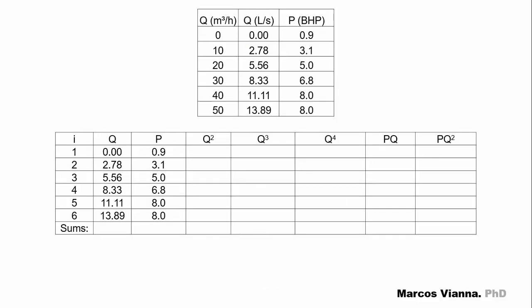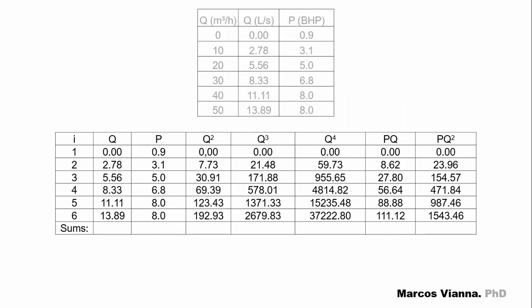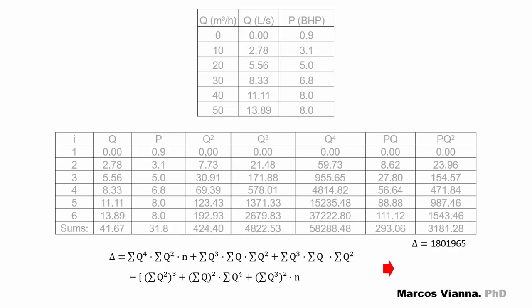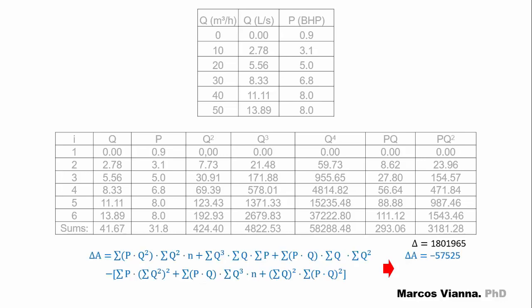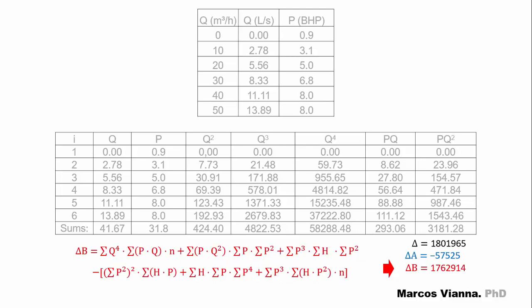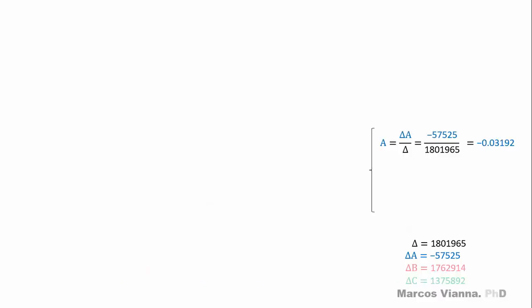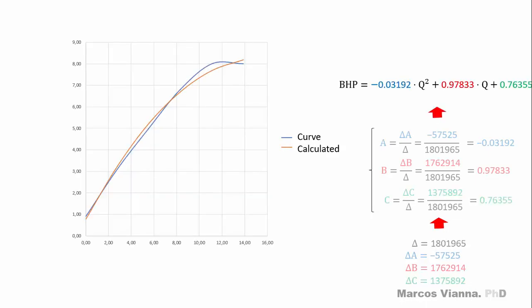Then we bring the values of Q and P to this table, calculate the values of the columns and their sums, like we did for the flow in our last video. We calculate the values of the determinants delta, delta A, delta B, and delta C for the Cramer's rule. With their values, we calculate A, B, and C. Here's the equation for the BHP. See in the figure how the function that we found is close to the curve from the pump chart.